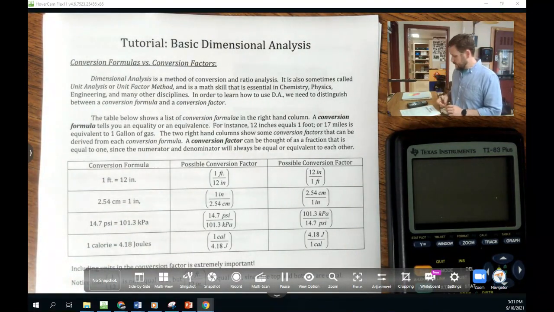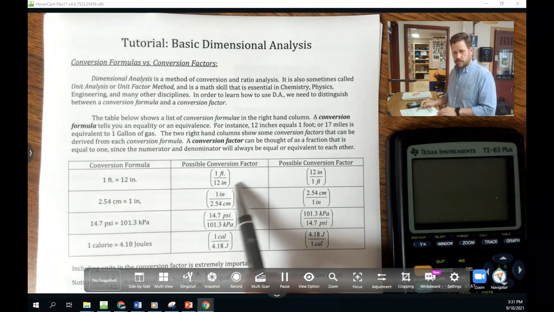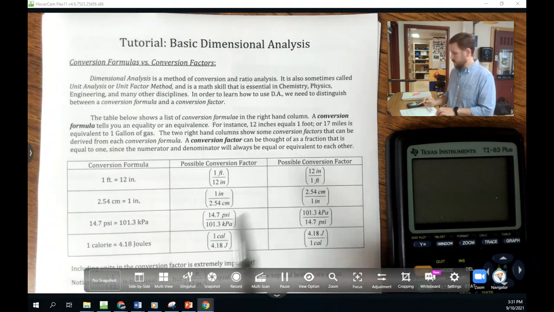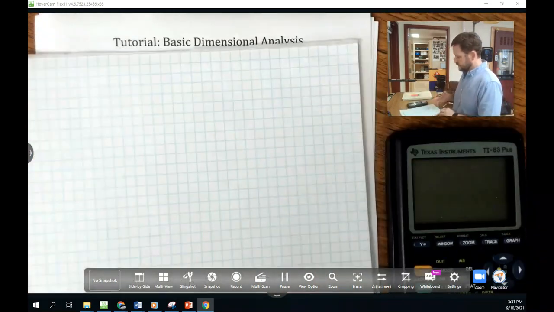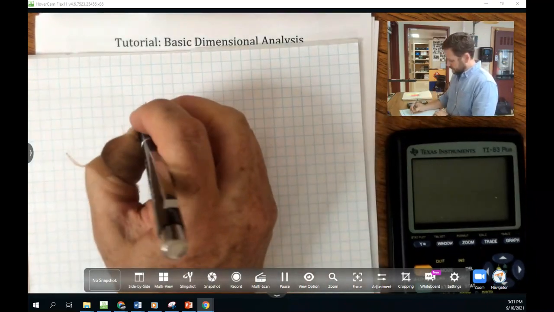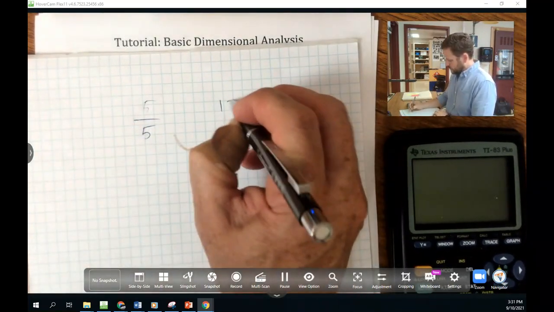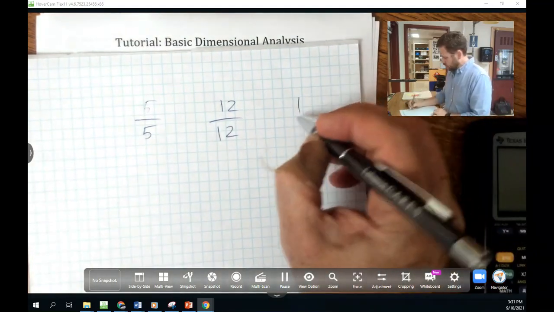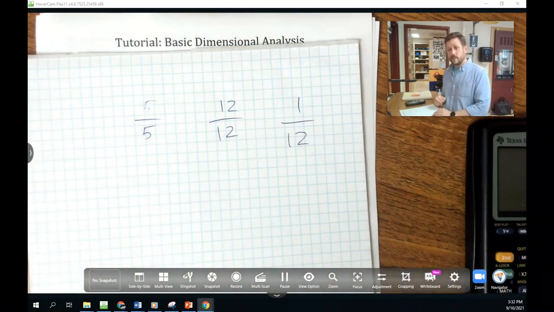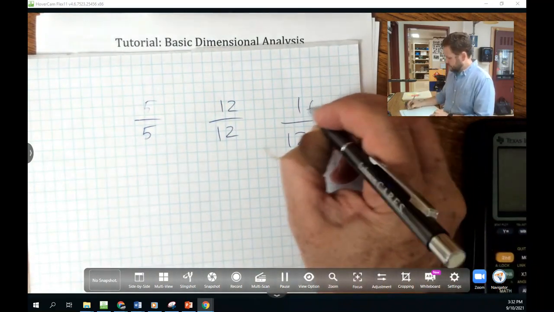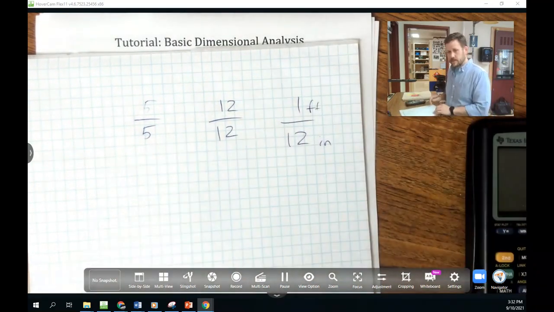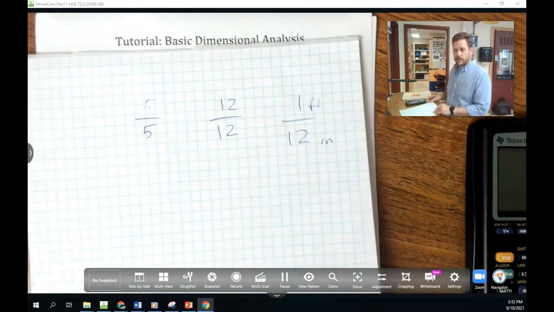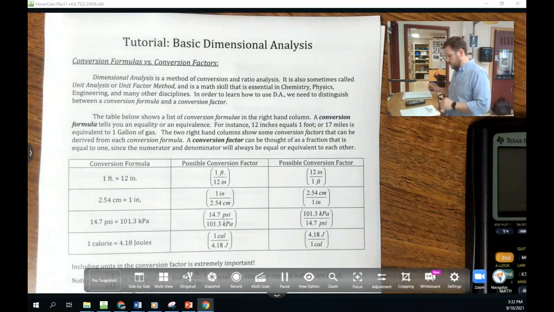The most important idea here is that both of those conversion factors are really equal to 1. For instance, what's 5 over 5? 5 over 5 is 1. What's 12 over 12? 12 over 12 is 1. What's 1 over 12? That's not 1, that's 1/12. But 1 foot over 12 inches, that's a whole different story. That's really equal to 1 because 1 foot and 12 inches are equivalent.